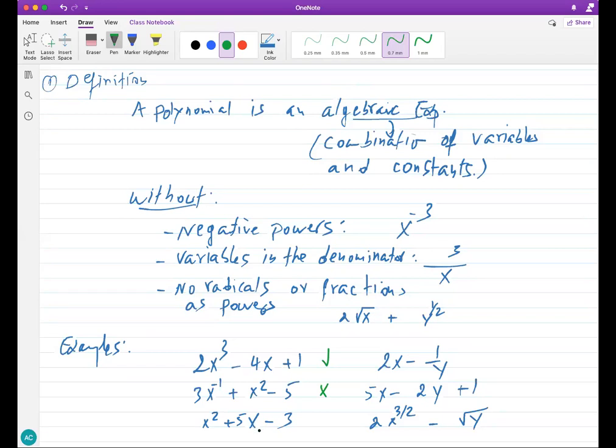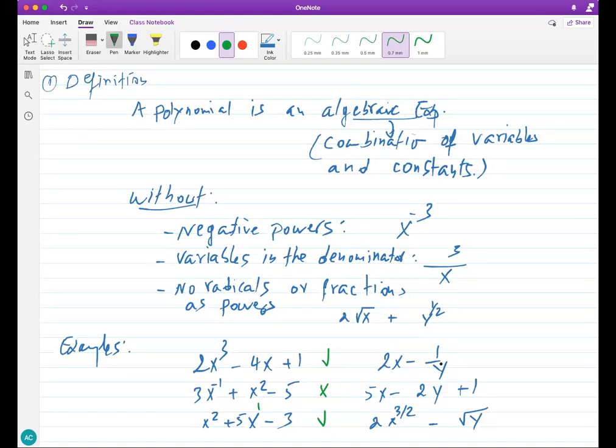Next one. Yes, sorry, there's no negative power. That's right. There's no negative power, no x in the denominator or a radical. So yes, this is fine. It is a polynomial.